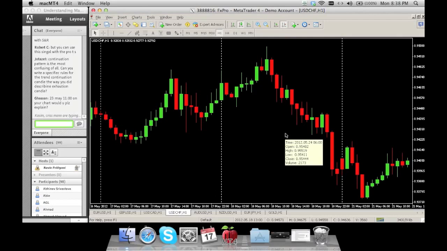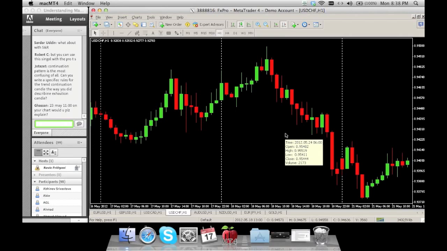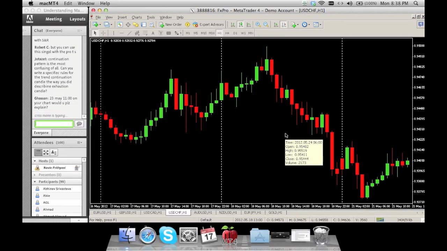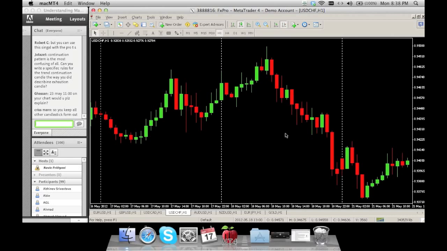Okay, trend continuation patterns for upside down exhaustions. 3 criteria. Is it in a trend? Okay. Number 2. What was the other one? Is it bigger than the previous candle? And number 3, does it look like an exhaustion candle?